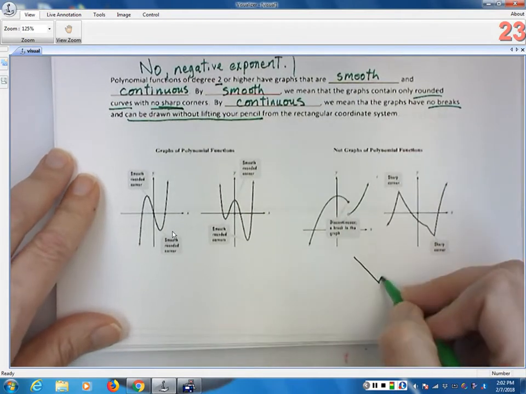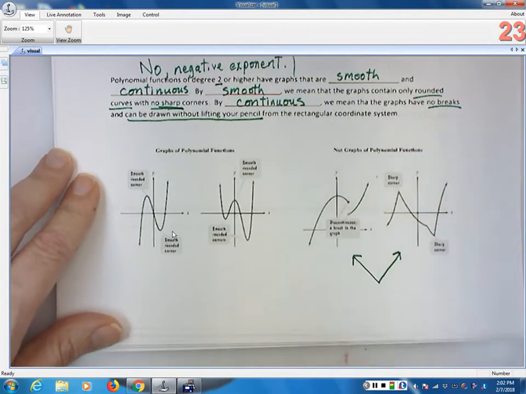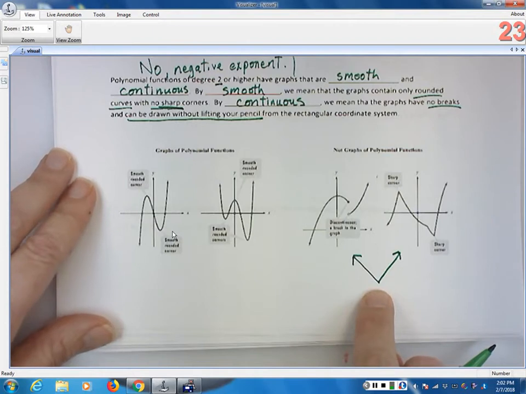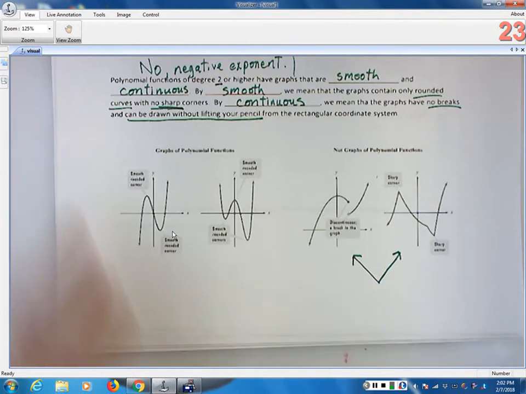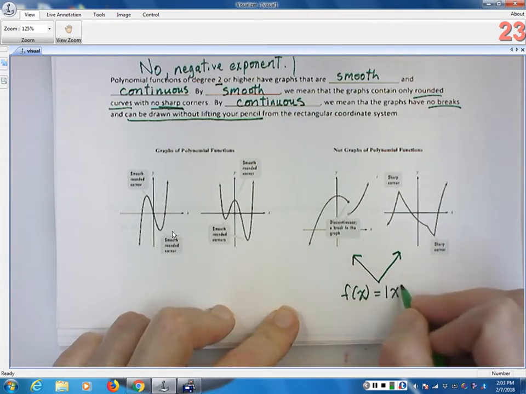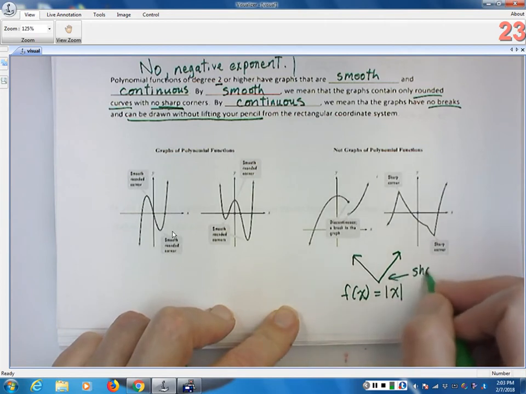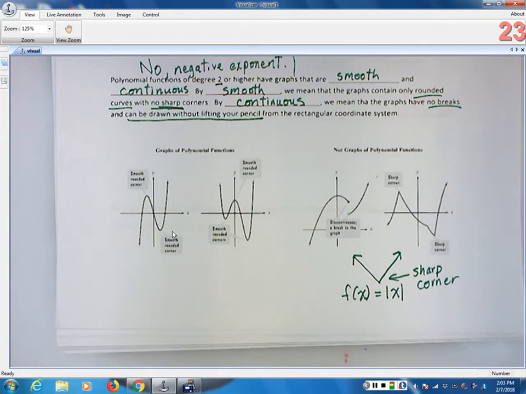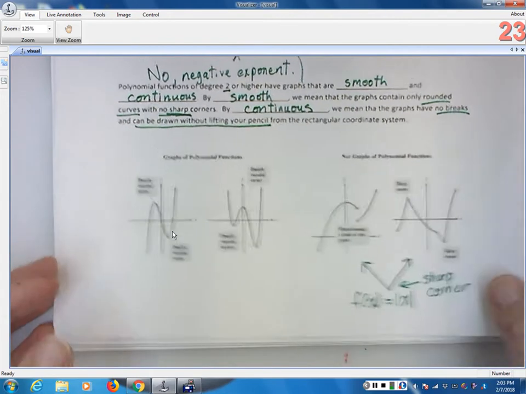That has a break. This one has sharp corners. So is this function one of the common functions of algebra? Is that a polynomial? No. It is not a polynomial. Sharp corners, not a polynomial. That's in the filled-in notes too.